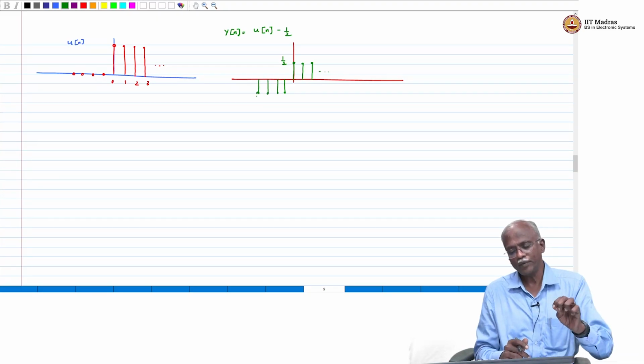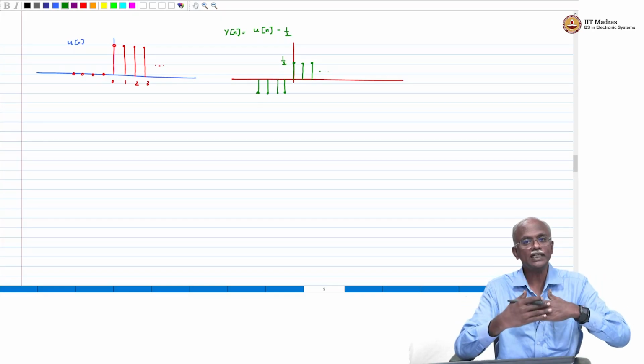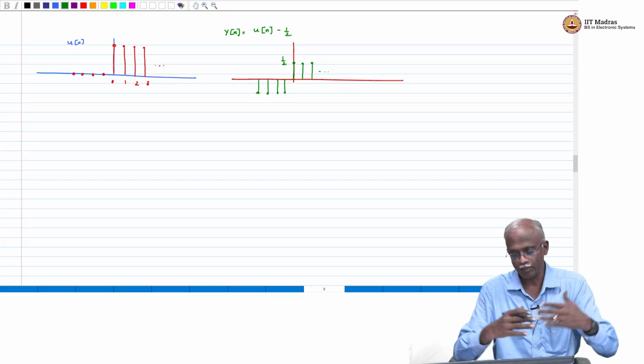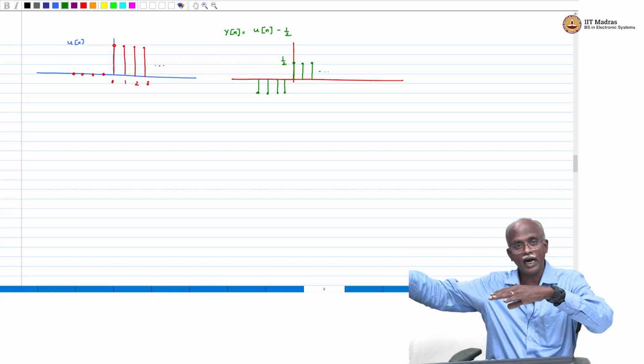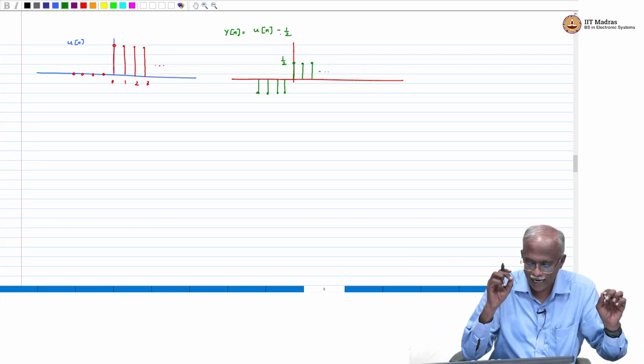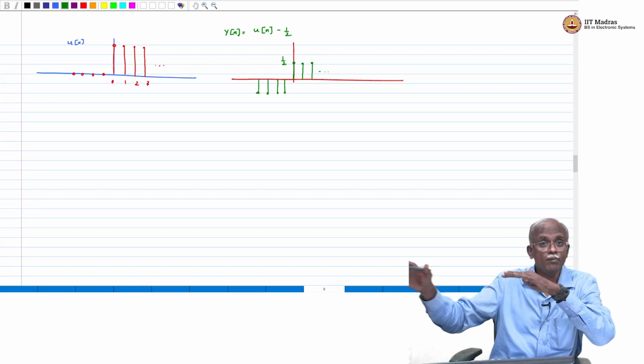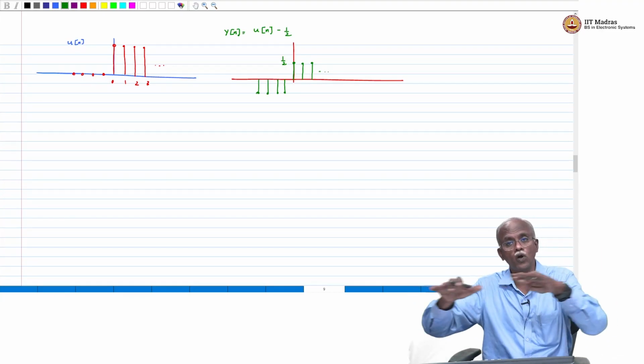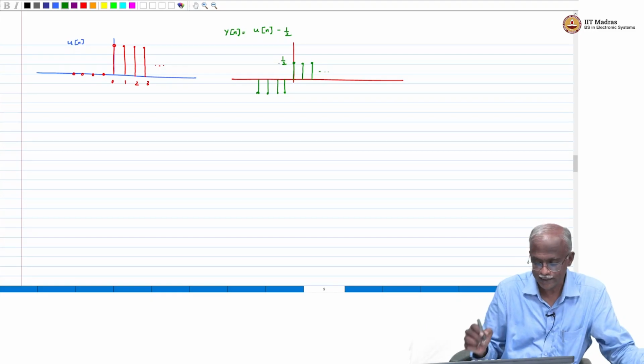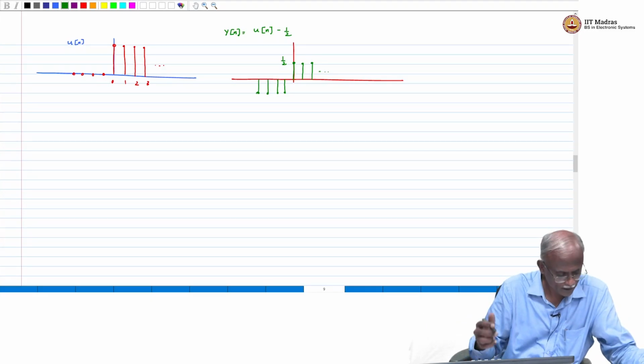Now, this is a way by which you have removed the DC component in the signal. Basically, the DC component was 1/2, and you removed it. So, the addition or subtraction of a scalar means that the same constant is used for all the samples. And this is an example where we did a scalar subtraction.